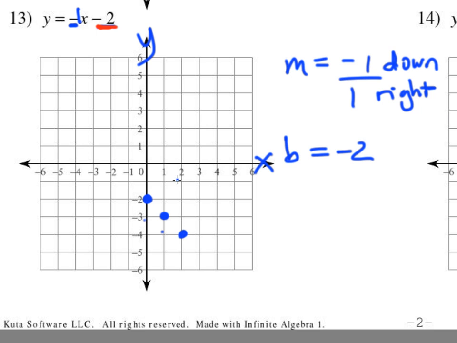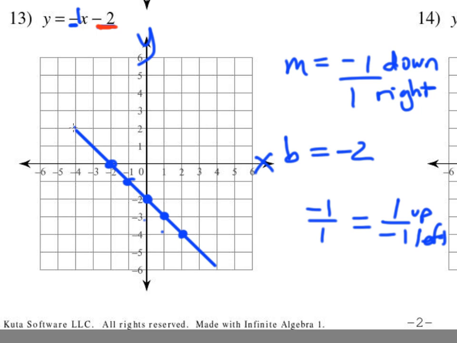You could flip that around. Remember, because -1 over 1 is the same as 1 over -1, so you could change that to be up 1, left 1, right? Positive 1 is up, negative is left. So up 1, left 1. Again, you don't have to write this out. You can just do it on this paper. You don't need this many dots. You can just have 3 dots. That's fine. Just trying to show you how you can do it in different ways. So draw a straight line through them. And as always, please do not forget to add your arrows.